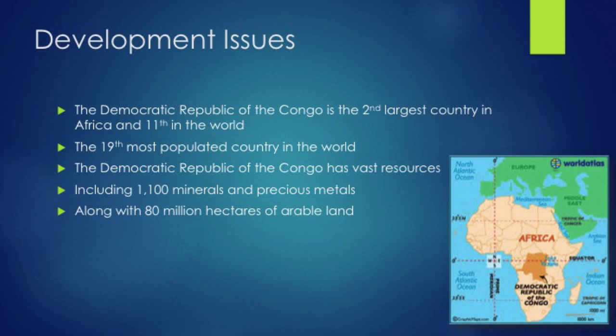Before I get into the development issues of the Democratic Republic of the Congo, I'm going to first talk about some of the potential that the country holds. First off, the Democratic Republic of the Congo is the second largest country in Africa and is the 11th largest country in the world. It is also the 19th most populated country in the world. The Democratic Republic of the Congo has very vast resources, including 1,100 minerals and precious metals. Also, with 80 million hectares of arable land, these factors that I just listed are reasons why experts believe that the Democratic Republic of the Congo should be a thriving country.